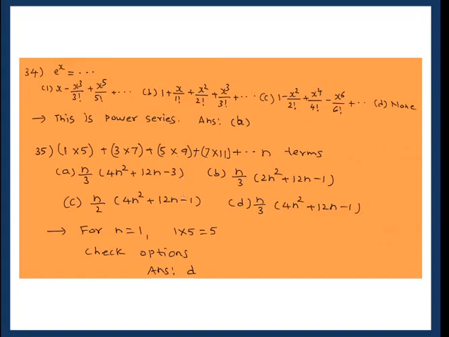The next one, 1 into 5 plus 3 into 7 plus 5 into 9 and so on up to n terms. Now the usual method is you have to find Tn, that is the nth term. Why? Because Sn is nothing but sigma Tn. But here we can use a shortcut method. For n equal to 1, we get what? 1 into 5, that is 5. Now check options one by one. Put n equal to 1 and see whether you get 5 or not. You will notice that in option D only you get 5. So the correct option is D.